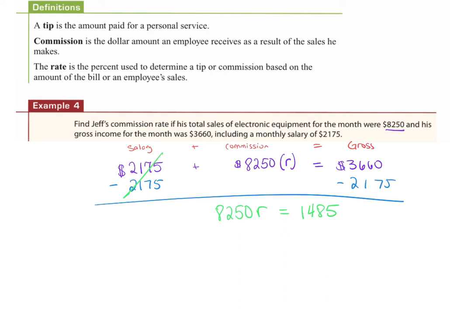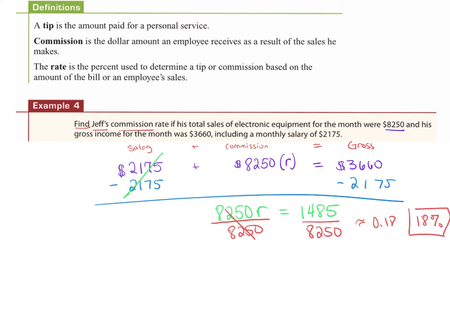One more step to figure out what his commission rate is. How do I solve it? What's happening between that number and the r? Multiplication. So what do I do to solve for it? Divide by 8,250. Go ahead and take 1,485 divided by 8,250. You should get a decimal. All right, 0.18, so his commission rate is 18%.